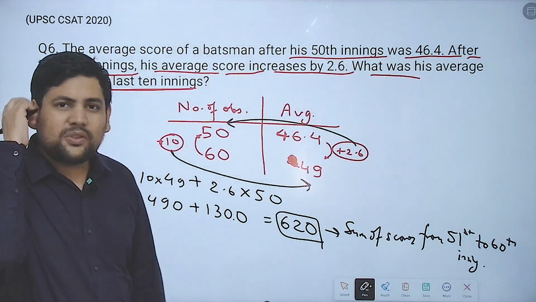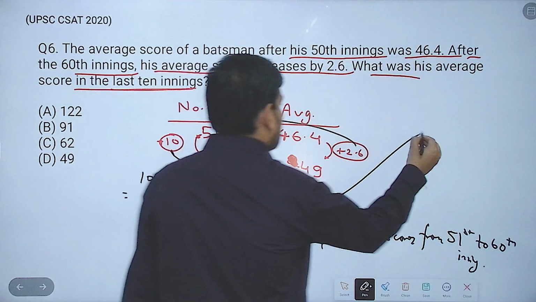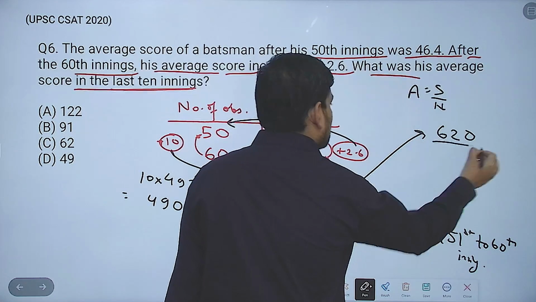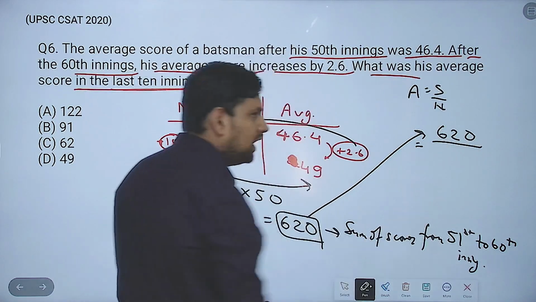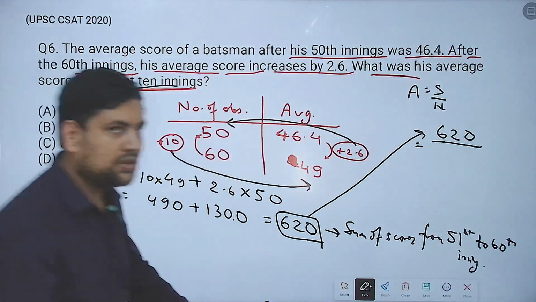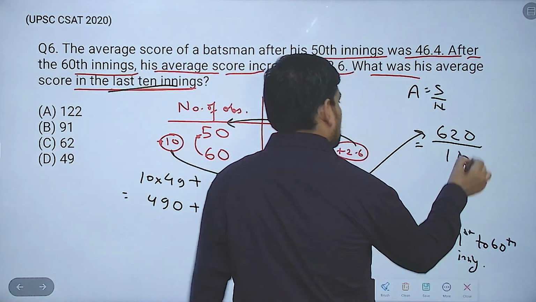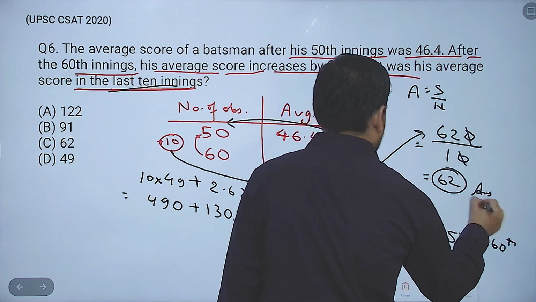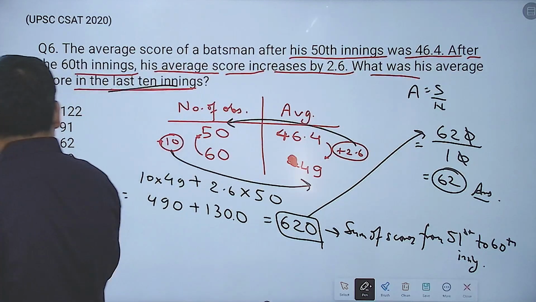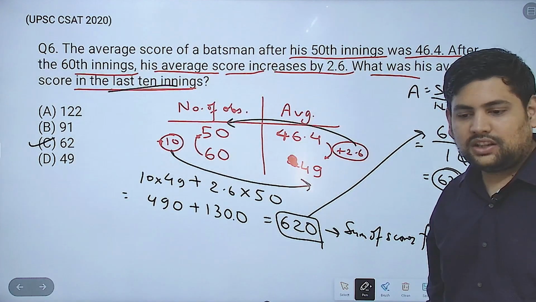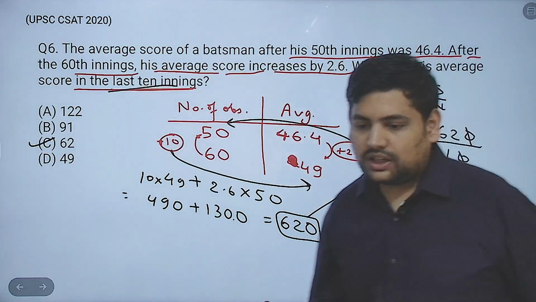The average of this will be what? 620 is the sum. Now average is equal to sum upon number. So the sum is 620, and how many innings are we talking about here? His last 10 innings. So divided by 10, the zeros cancel out. You get 62 as your answer. Simple, same process, everything same. That's it. We'll continue in the next video.